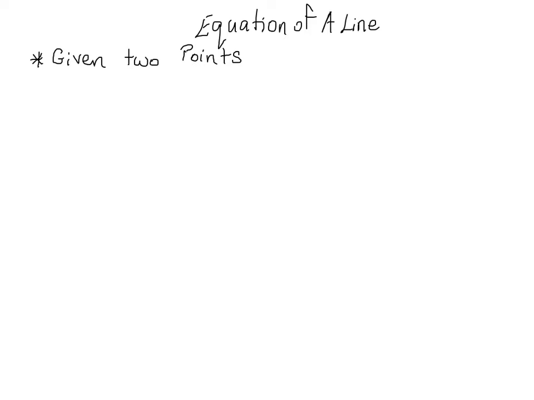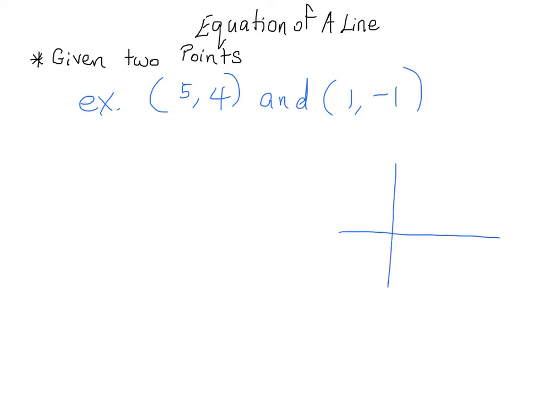Okay, great. So how about when we don't have our slope given? Well, if we have two points, we can figure out a slope. So let's do that. In this example, we're going to be given two points. One is (5, 4), and the other point, let's say, is (1, -1). Let's take a quick look at what that would look like.